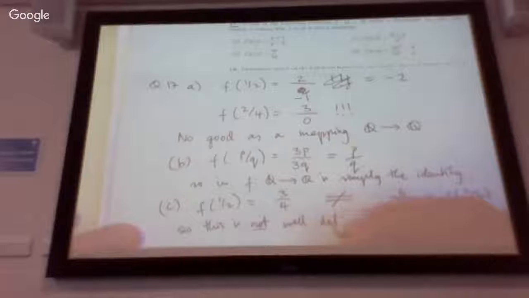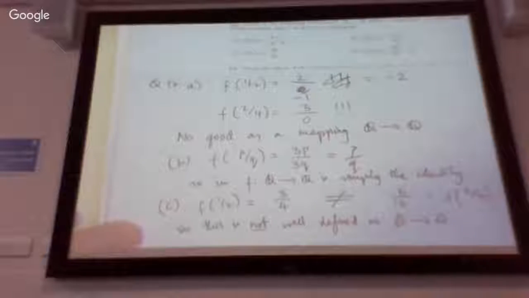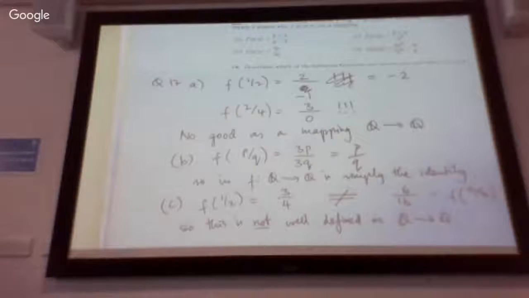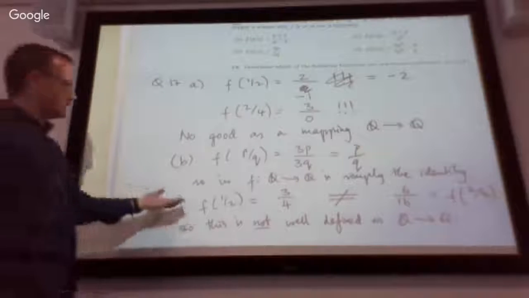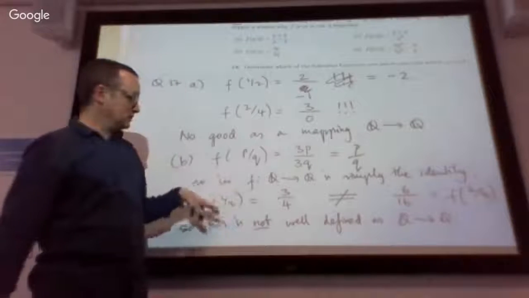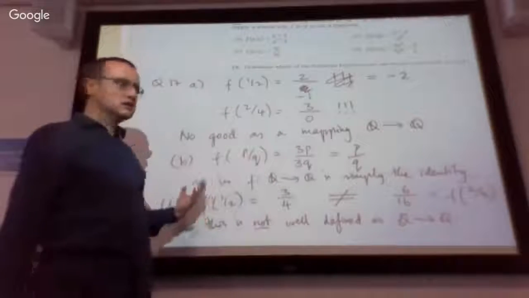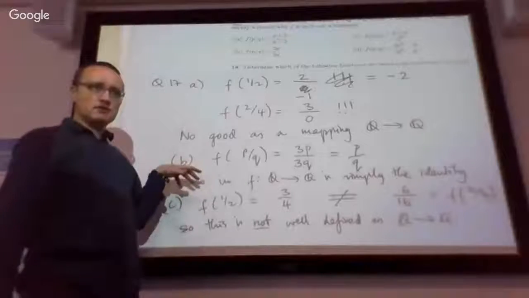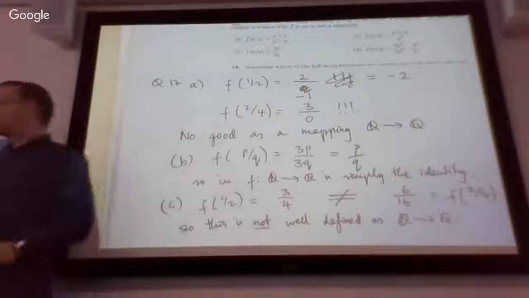And remember, all we have to do for a function from Q to Q is find one counterexample where it falls down. Because to be a well-defined function, you have to be well-behaved everywhere in the domain. One place where you fall down is enough. But of course, there's nothing special about a half and 2 over 4. If you throw any pair of similar fractions at it, it's going to show the same behavior.